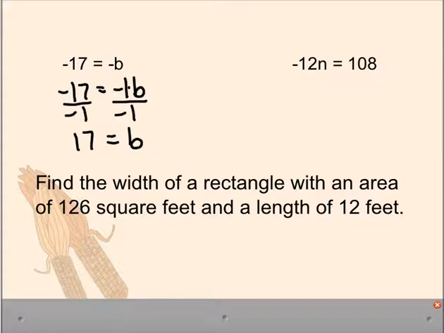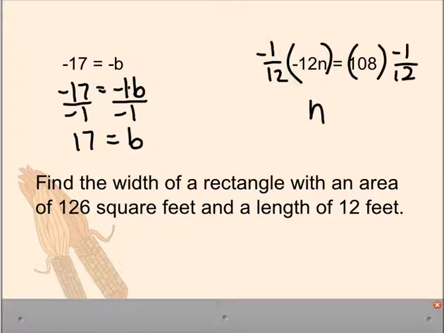And over here, if we want, we could divide by negative 12, or we could multiply by negative 1 over 12. All right, we would want it to be negative so that our n would be a positive n, and our answer is, well, 108 divided by 12, or 108 times a negative 1/12, that's going to give me a negative 9. Because negative 12 times negative 9 does give me a positive 108.